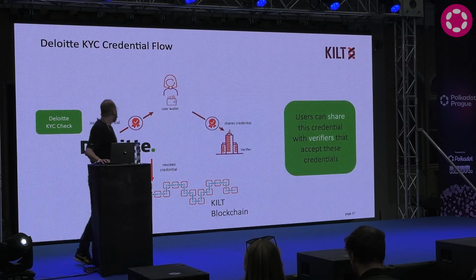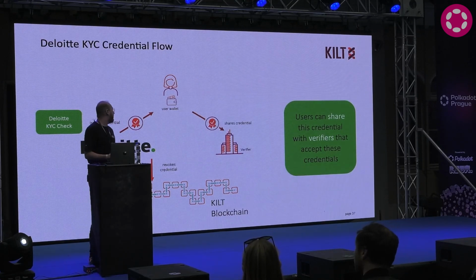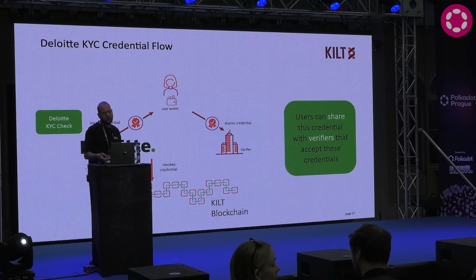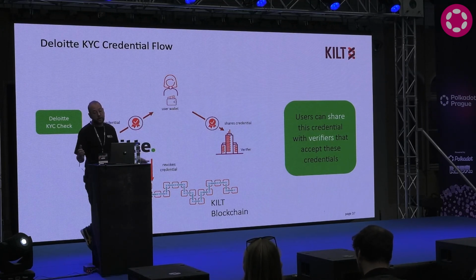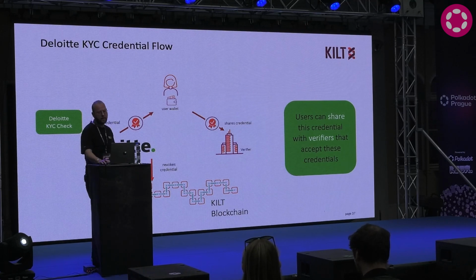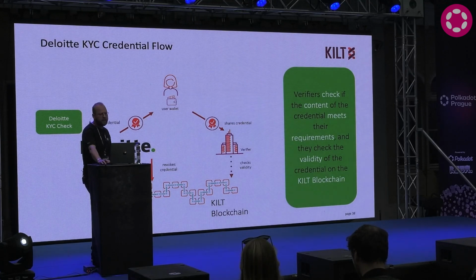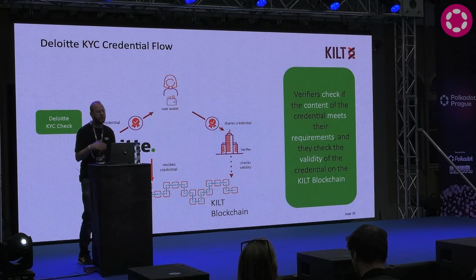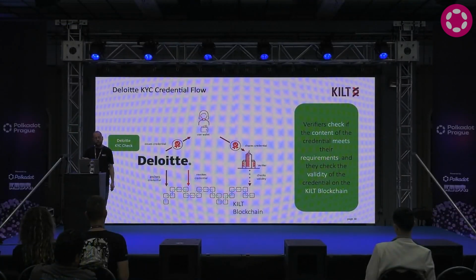The user, with their wallet, can now go to a verifier for any kind of purpose. It could be a bank or a telephone company or a coin sale or whatever, and share their credential to prove who they are. The verifier then checks the validity of the credential in the KILT blockchain, which means they check: is that a true Deloitte credential, or has it been issued by someone else that I don't trust? And they check if it's still there and not revoked.